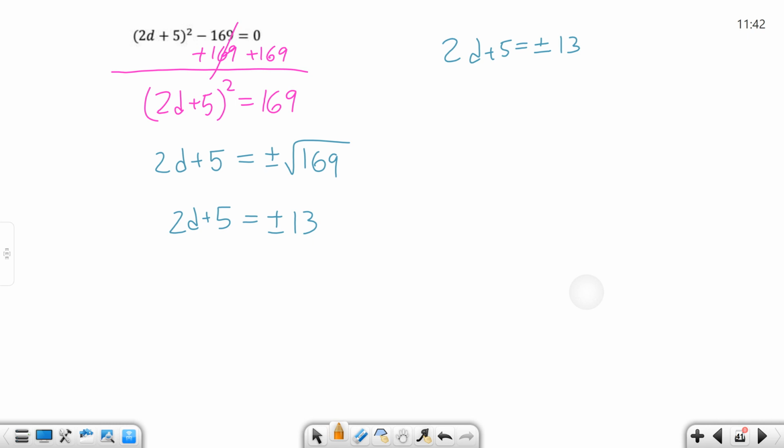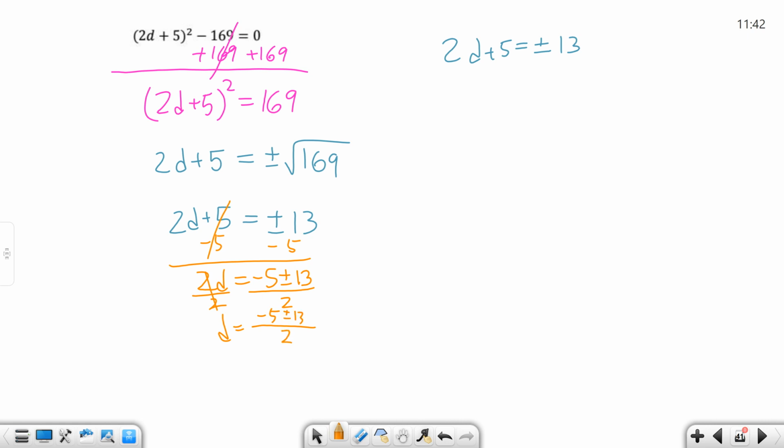So what I'm going to do in orange here is solve it first. I'm going to say this is minus 5 and minus 5. So 2d, you just can't put these together because that's got a plus or minus in front of the 13, so you got to do this. And then divide both sides by 2. So you get d equals negative 5 plus or minus 13 over 2.